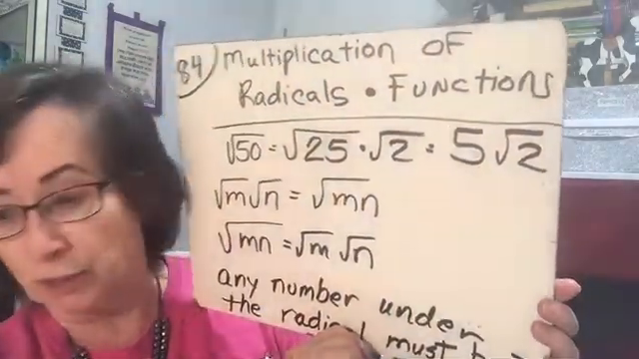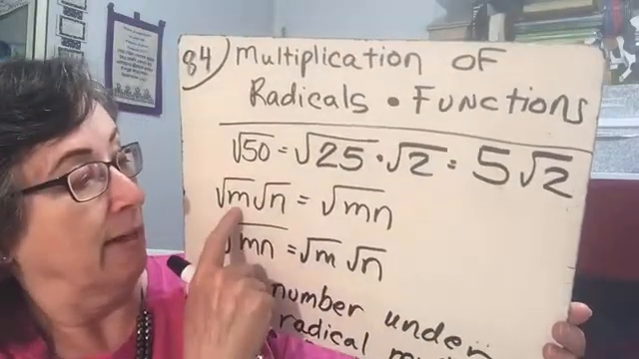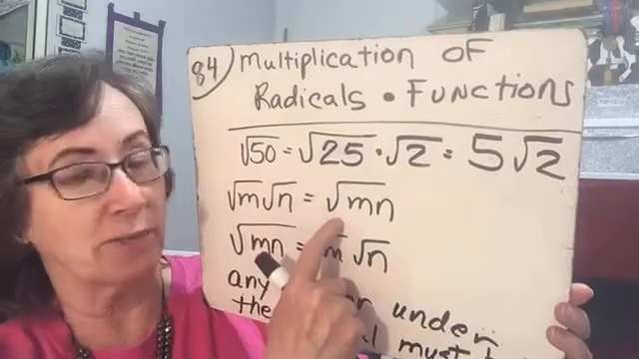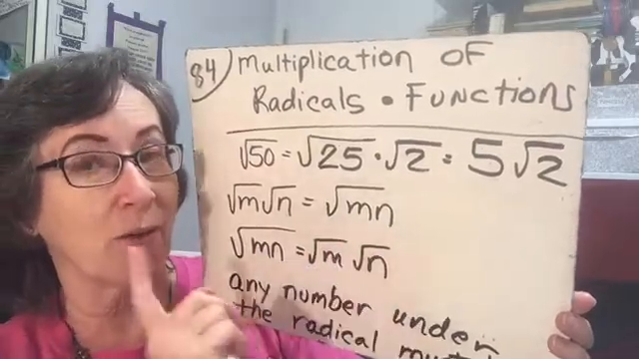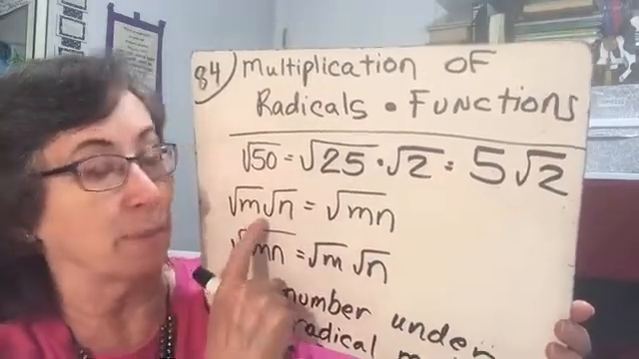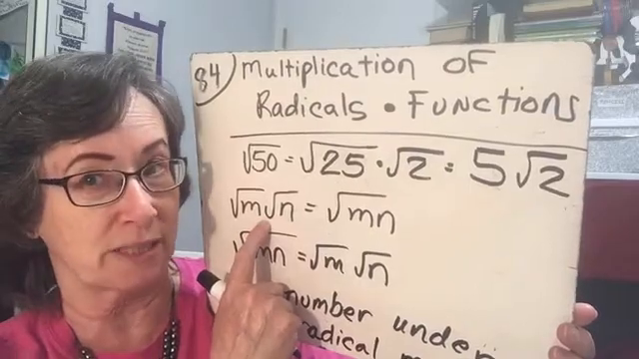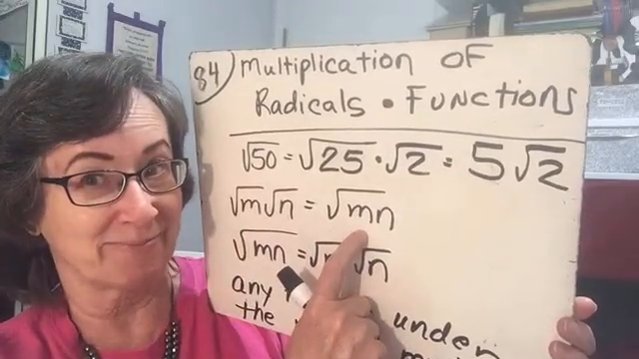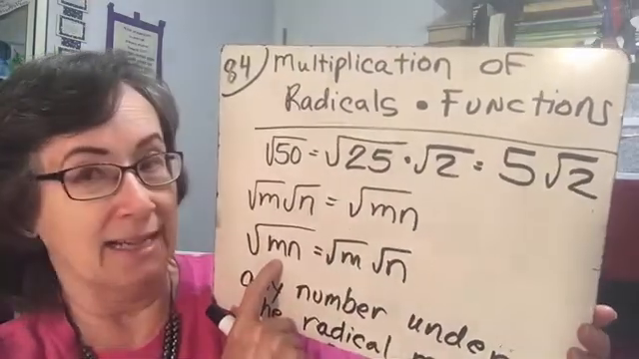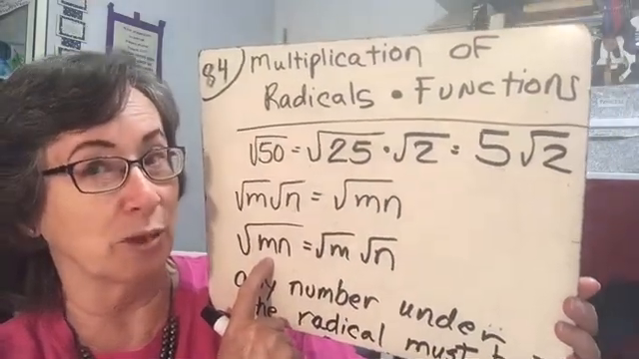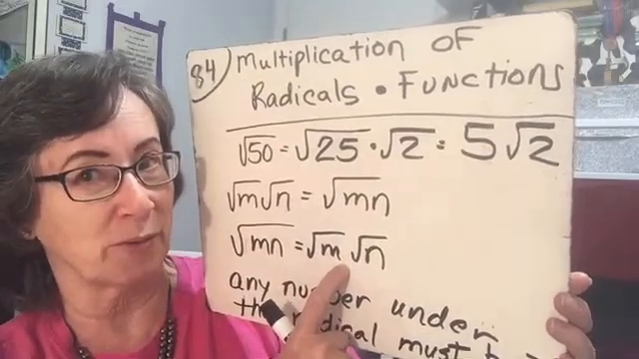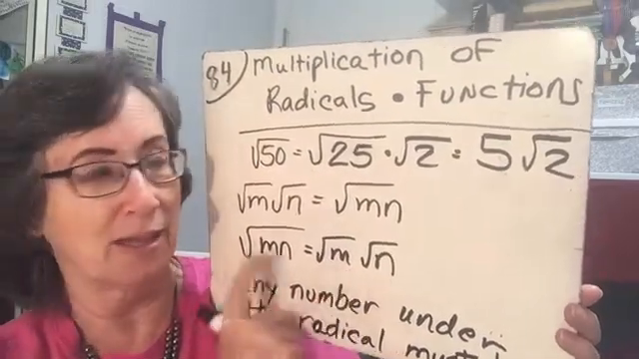Now the rule that we're using here is this one. The square root of m times the square root of n is equal to the square root of mn. Or we can say it as the product of the roots is equal to the root of the products. Pretty cool, huh? And here we have the root of the products is equal to the product of the roots. So we can go backwards on it.